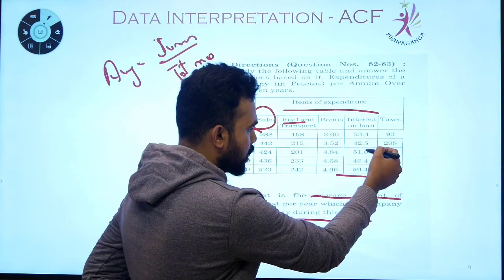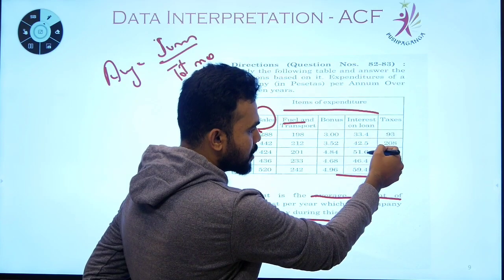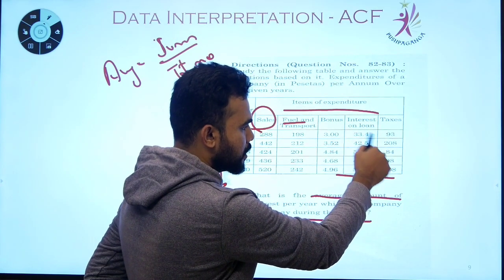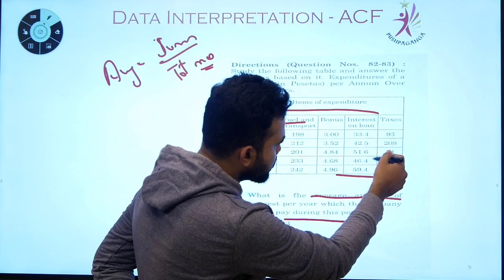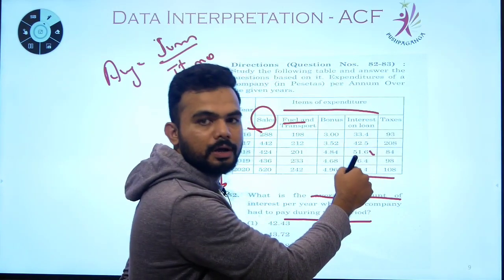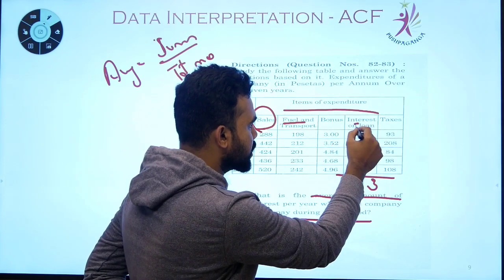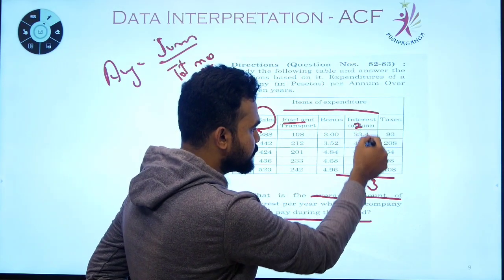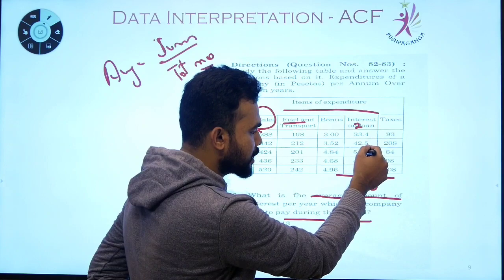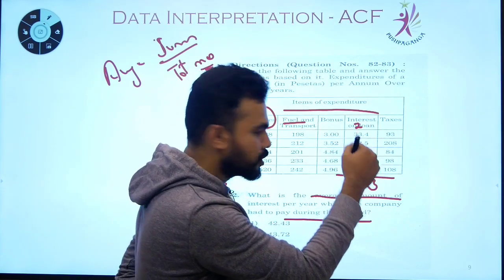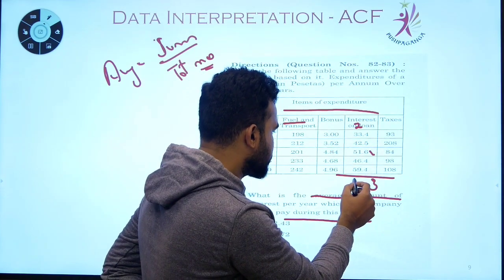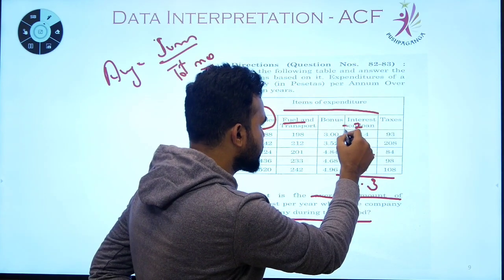So we can go with this. 5 plus 4 is 9, 9 plus 6 is 15, 15 plus 4 is 19, 19 plus 3 is 23, 2 carry, 2 plus 3 is 5, 5 plus 2 is 7, 7 plus 1 is 8, 8 plus 6 is 14, 14 plus 9 is 23.